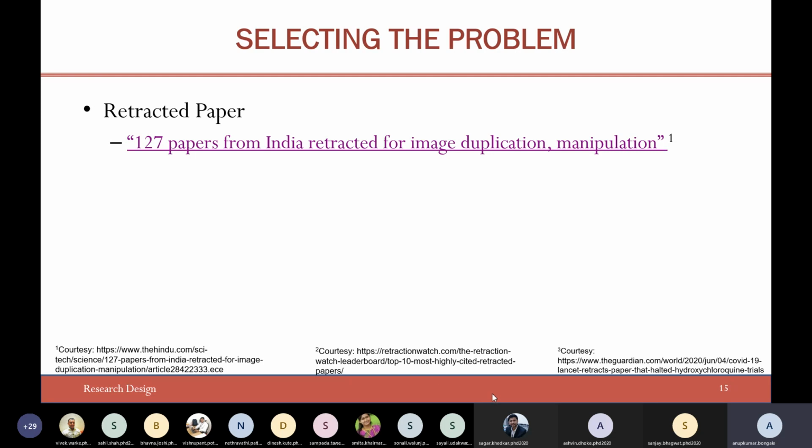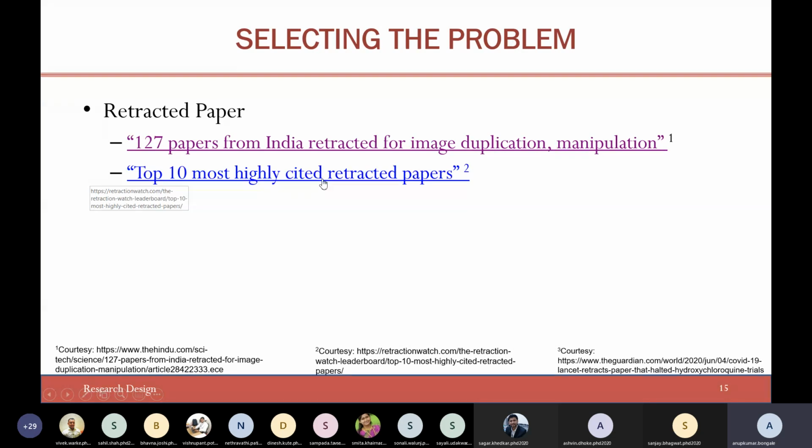Let me take one more link: top 10 most highly cited retracted papers. This is quite interesting. I hope all of you are able to see the screen. It says the top 10 highly cited and retracted papers. You will find many such articles. I have just included one or two.